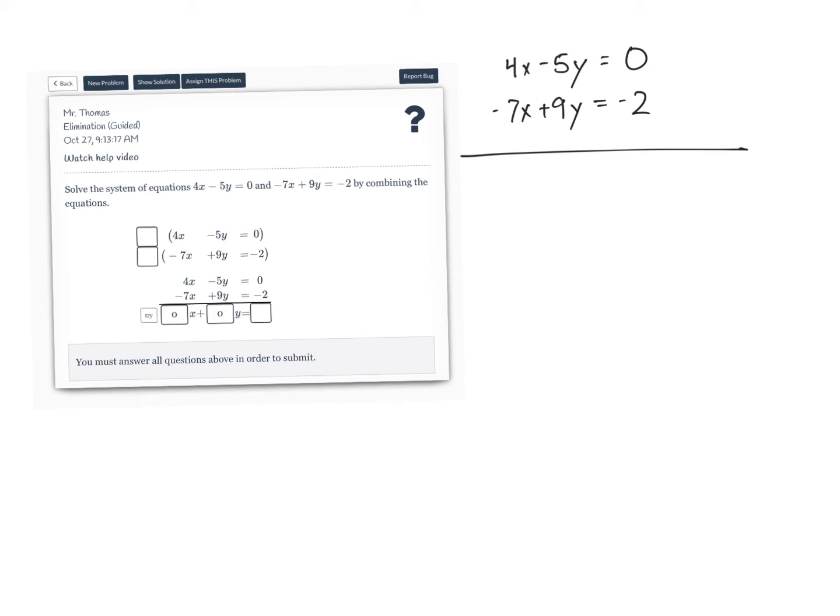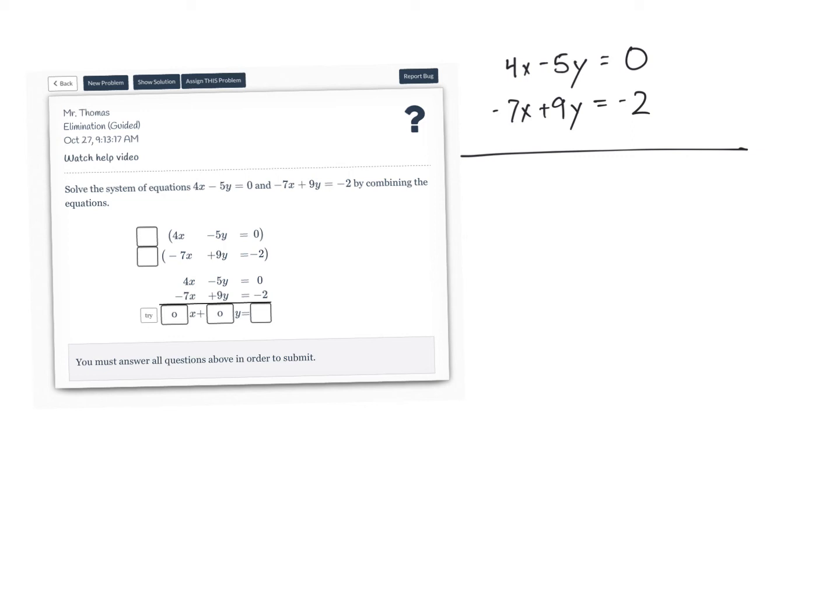If I add those two, 4 minus 7 is negative 3x. Negative 5 plus 9 is plus 4y equals negative 2. So I kind of just told you what the new equation is, right? Is that a good equation for us to use? The answer is no. Why? Because it has both x and y. The new equation has both x and y, so it's no use.